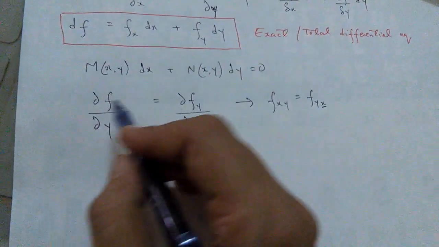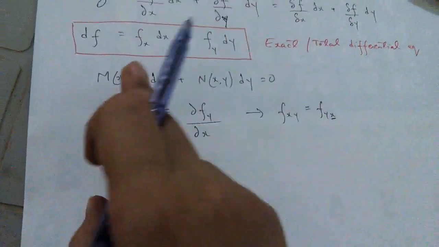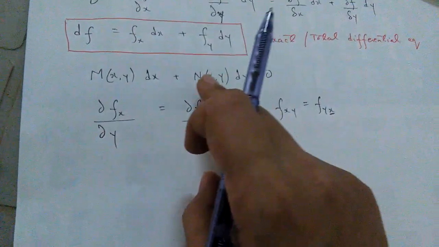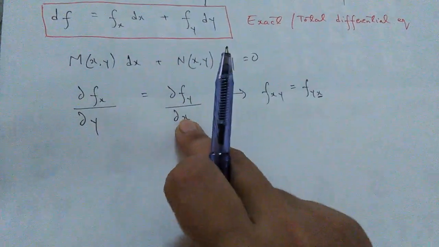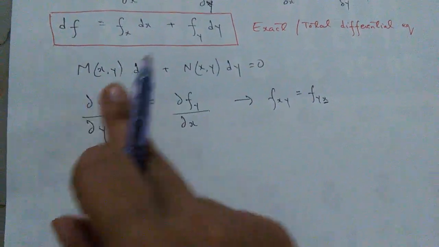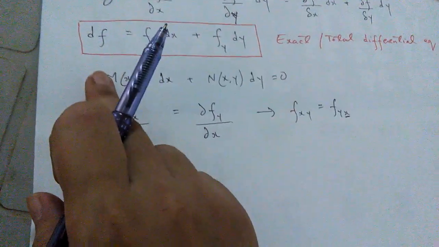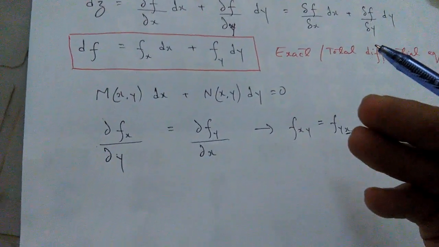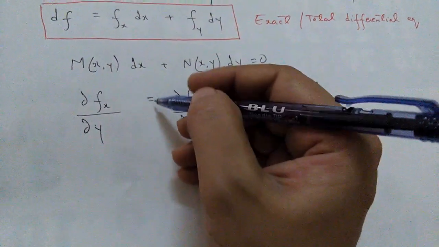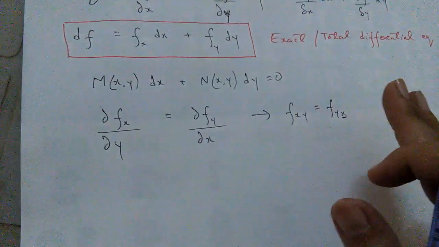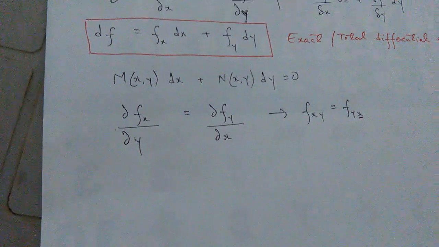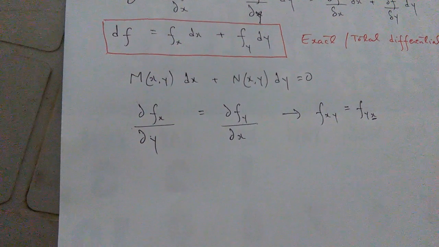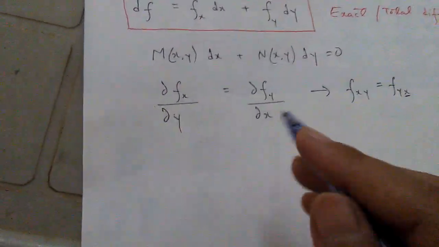So if we differentiate this M, which is f of x, with respect to y, and this N, which is f of y, with respect to x, and both answers come out to be same, then you say that yes, this equation is an exact differential equation. And if they are not same, then it is said to be a non-exact differential equation, which you are later going to learn how to reduce to the exact form. It's not part of this video.